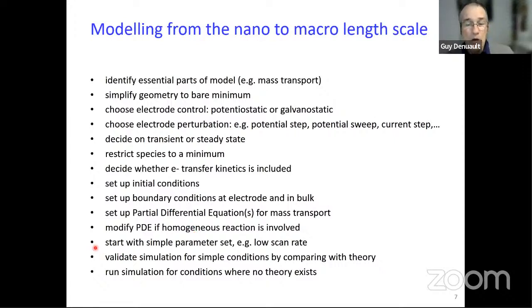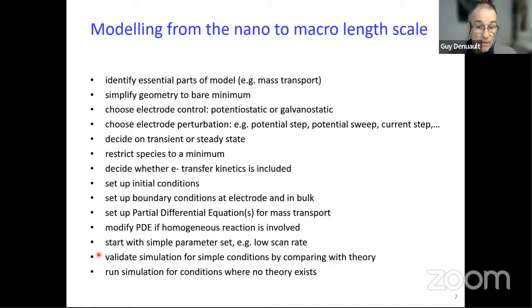And then when you have set up your simulation, you really want to start with a very simple set of parameters. For example, if it's a voltammogram, you might want to start with a very low scan rate. You run your simulation, and then you validate it by analyzing the data. If it's a voltammogram, you might analyze the peak potential difference, the peak currents, the evolution of the peak current with the scan rate, or the peak potential difference with the scan rate. So essentially you test your simulation under some very simple conditions.